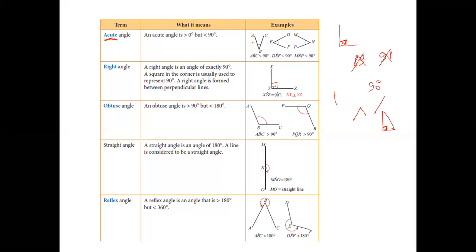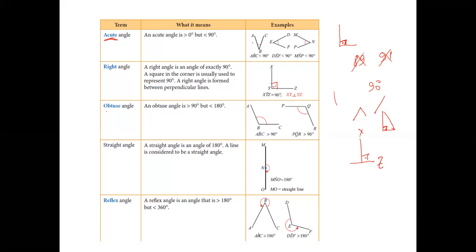A right angle is formed between perpendicular lines. Perpendicular lines. What was the perpendicular bisector? For example, there is a line X and a line Y, Z. X is perpendicular to Z because of its right angle.